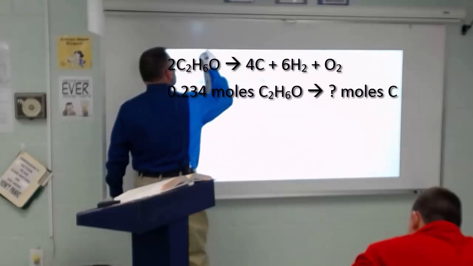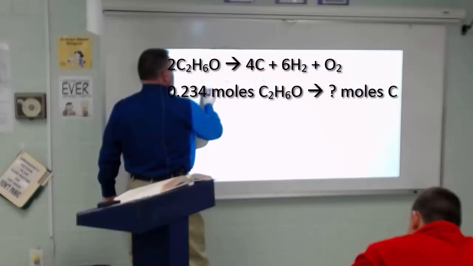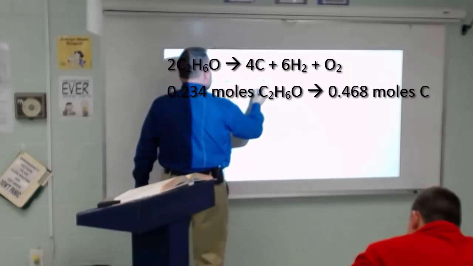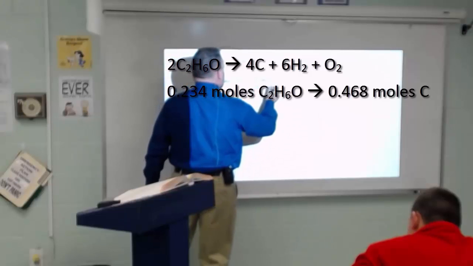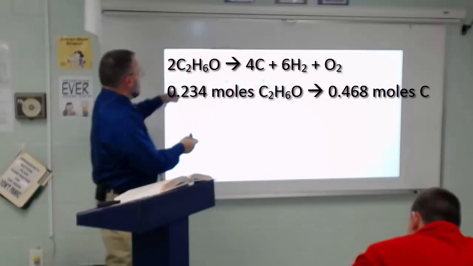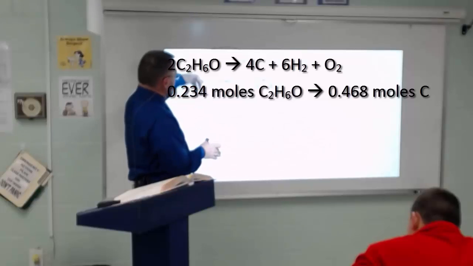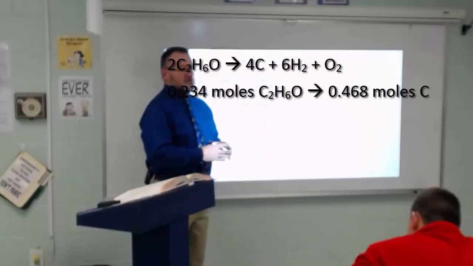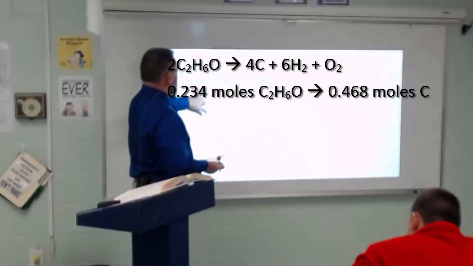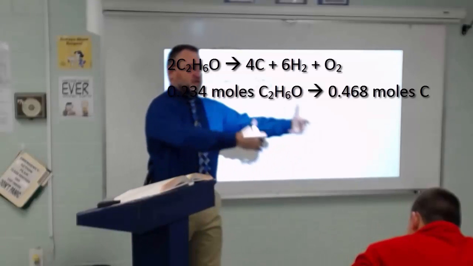To go from 2 to 4 is to multiply by 2. If I take 2 times 2, it produces 4. So if I take 0.234 times 2, it produces 0.468 moles. You see that? I start with 2 and I produce 4. So if I start with 0.234, I produce 0.468, because I'm multiplying 2 by 2 to get 4. So this times 2 to produce this. The relationships are the same. The proportions are the same.